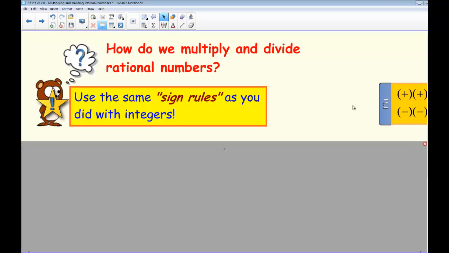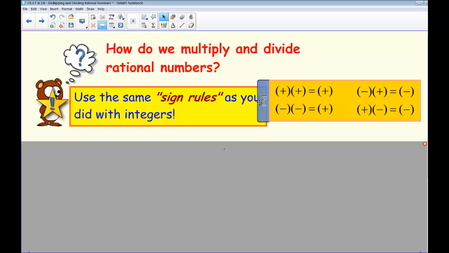So for example, a positive value times another positive value is equal to a positive answer. A negative times a negative is also equal to a positive answer. Whereas a negative times a positive or a positive times a negative will both equal negative answers.